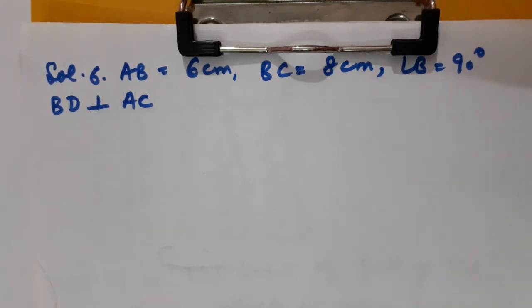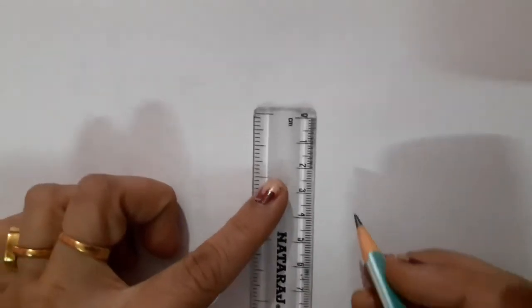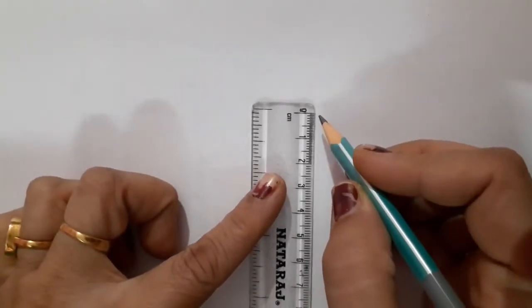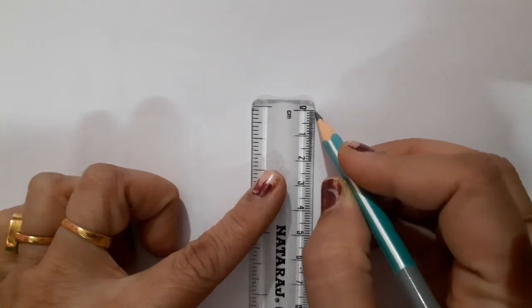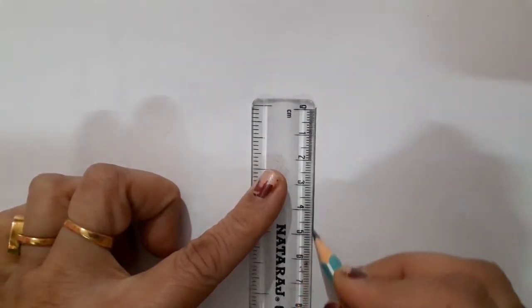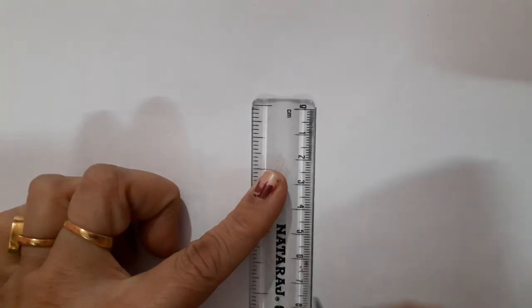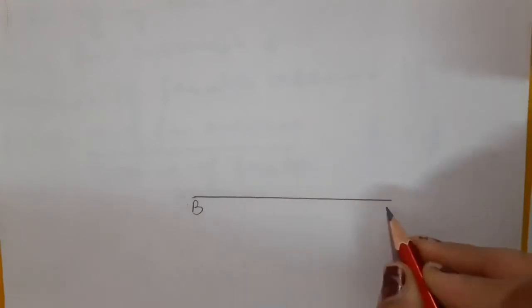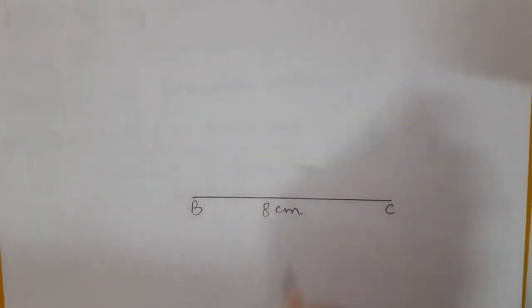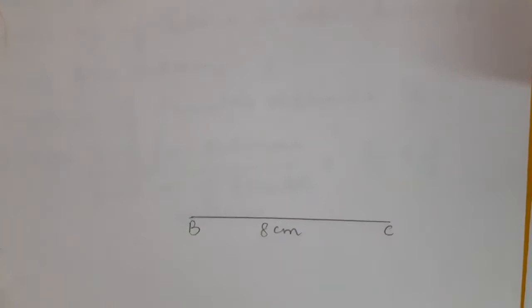So let us start doing. What will be the first step? That we are just supposed to draw a right angled triangle ABC. So first of all, let us draw a line segment BC 8 centimeters. So this is line segment BC 8 centimeters. Okay. Now angle B is 90 degree. So let us draw one angle of 90 degree at point B.